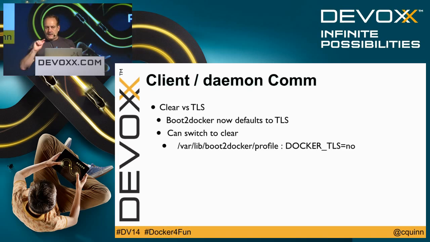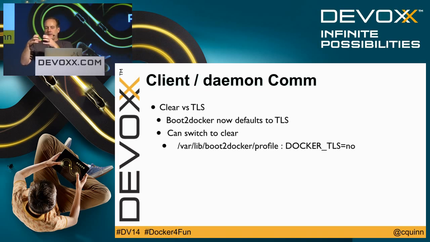No. So Docker communicates between the client and the daemon with a REST API. So it's just JSON over REST. The default, if you run on a Linux box and they're both running on the same box, is a Unix pipe. And so it doesn't really need to worry about security.